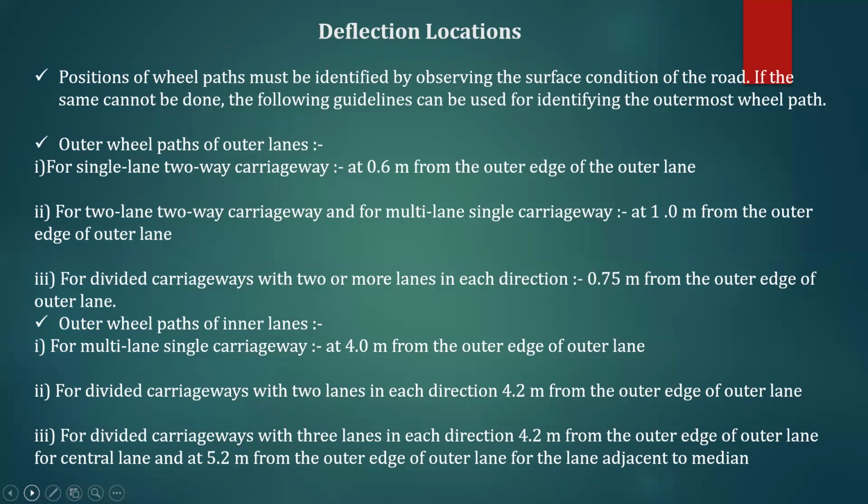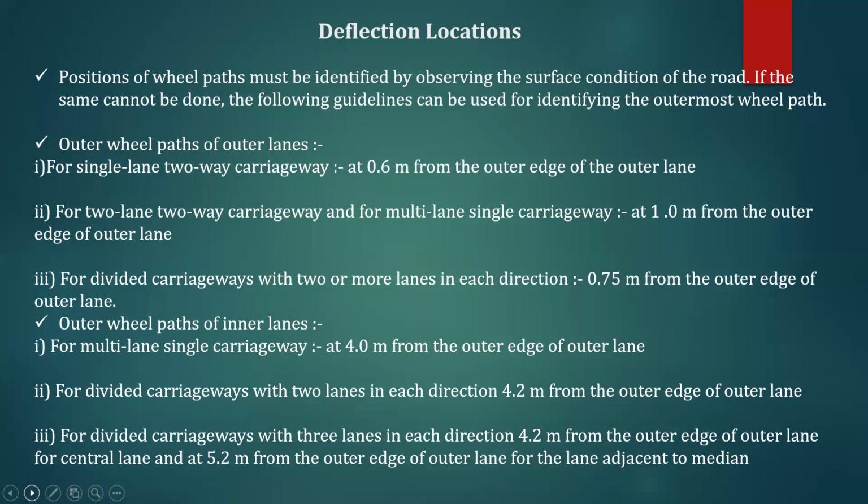For a two-lane two-way carriageway and for a multi-lane carriageway, it is 1 meter from the outer edge of the outer lane. Outer lane means the one towards the shoulder. That is most important to understand: at what location you have to conduct the test. It all depends upon the carriageway.